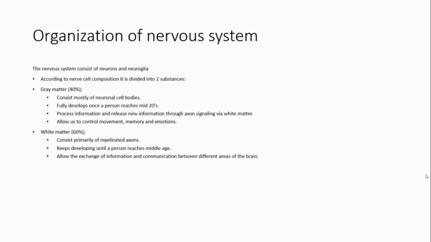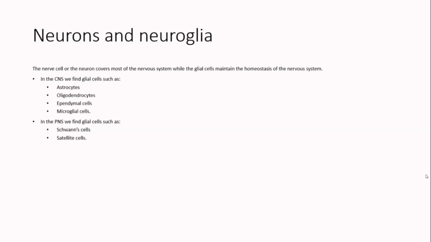The gray matter consists mostly of neuron cell bodies, and it develops until we reach our mid-20s. It processes information, it releases new information through the white matter, and it allows us to control movement, memory, and emotions. Then we have the white matter, which consists of myelinated axons, and it's kind of the pathway or the motorway, and it develops until a person reaches middle age, and it allows us to exchange information and communication between the different gray matter areas.